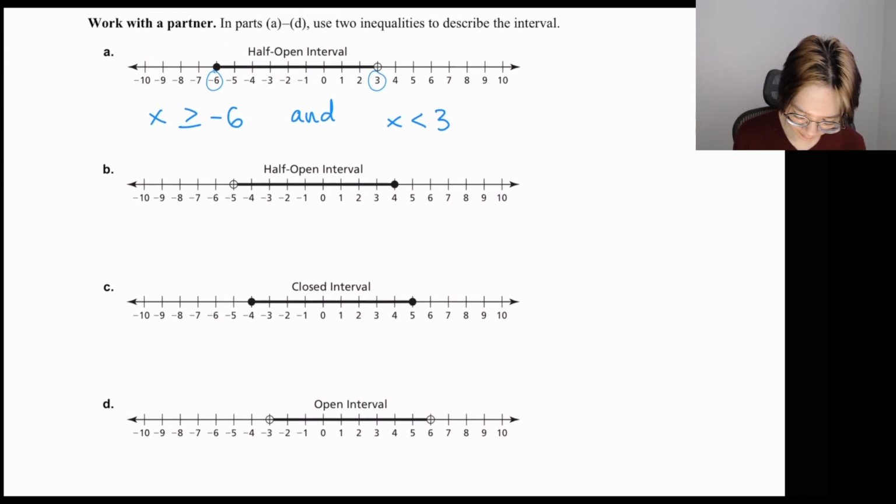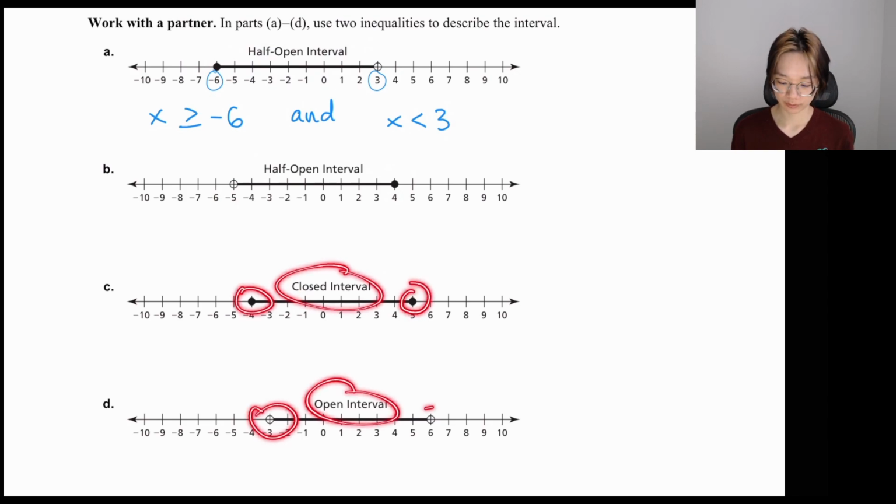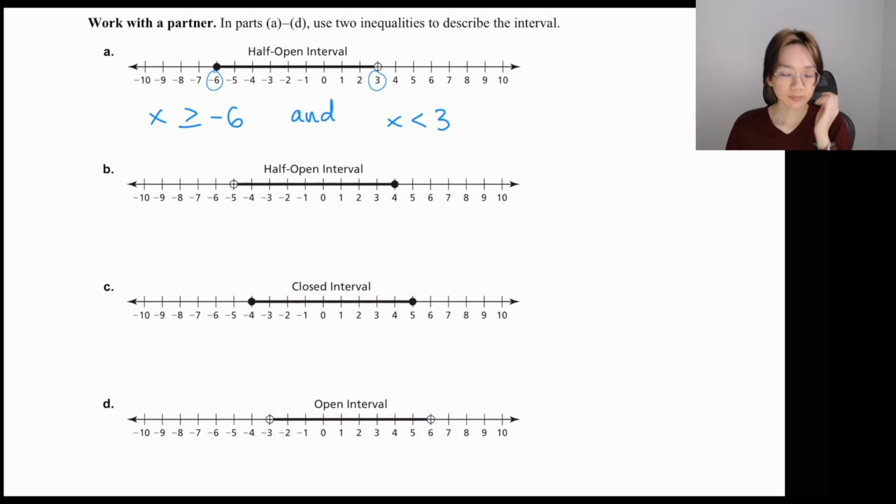And we also have these definitions here of half open, closed, open. All they really mean is it depends on the end dots, if they're open or closed. Half open, one of them is closed, one of them is open. Doesn't matter which one. Closed is where they're both closed. Open is where they're both open. Checks out, right? So, let's move on.